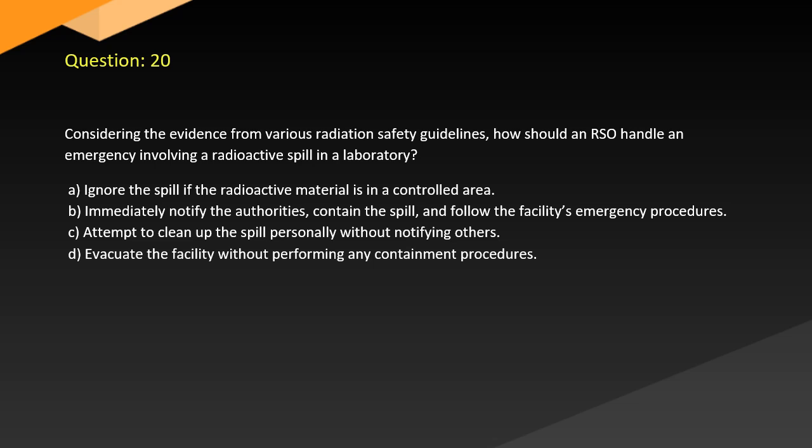Question 20. Considering the evidence from various radiation safety guidelines, how should an RO handle an emergency involving a radioactive spill in a laboratory? A. Ignore the spill if the radioactive material is in a controlled area. B. Immediately notify the authorities, contain the spill, and follow the facility's emergency procedures. C. Attempt to clean up the spill personally without notifying others. D. Evacuate the facility without performing any containment procedures.